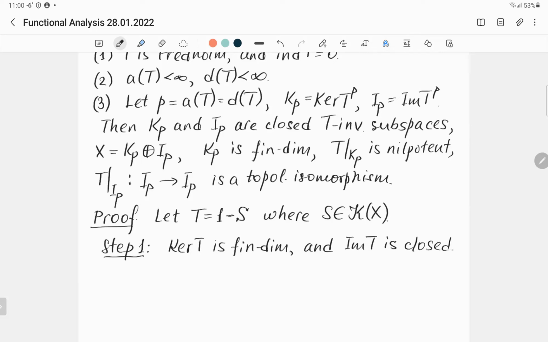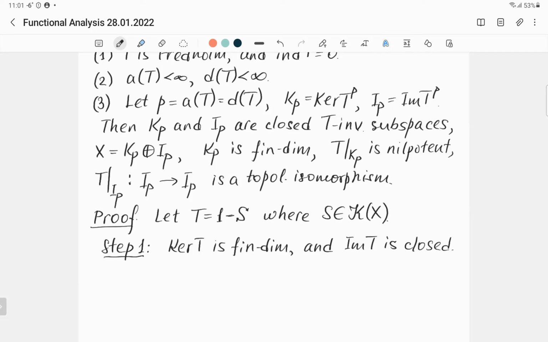Formally, if we could prove that T is Fredholm, then the image of T would be closed by Cato's theorem, which was proved some time ago. But for technical reasons, it will be more convenient to prove, first of all, that the image of T is closed, and then to deduce that T is Fredholm.